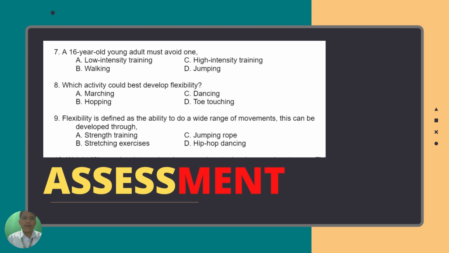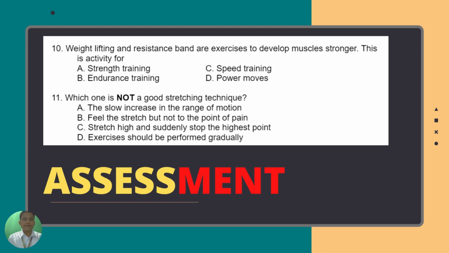Question number 9, flexibility is defined as the ability to do a wide range of movements. This can be developed through A, strength training, B, stretching exercises, letter C, jumping rope, or letter D, hip hop dancing? Number 10, weightlifting and resistance band are exercises to develop stronger muscles. This is an example of A, strength training, B, endurance training, letter C, speed training, or letter D, power moves?